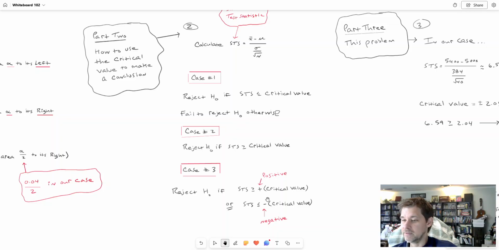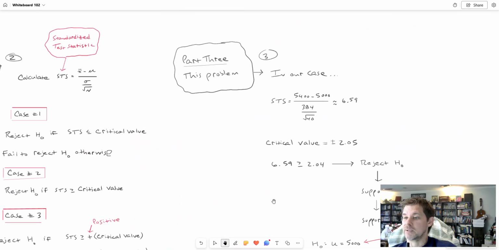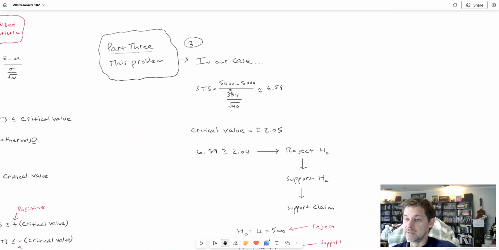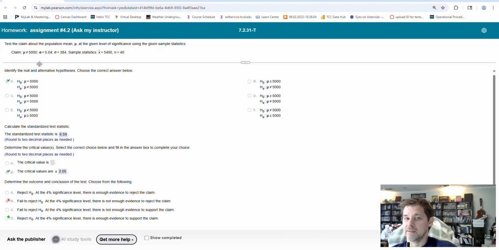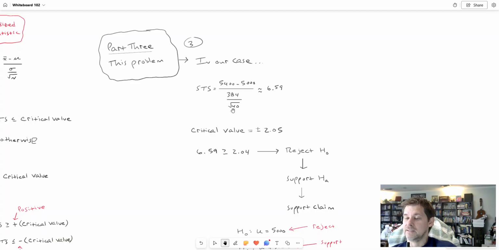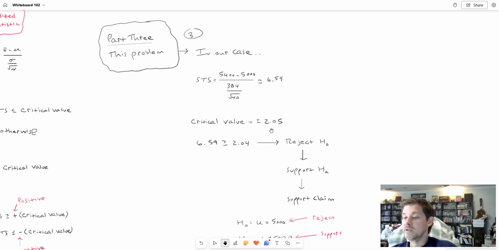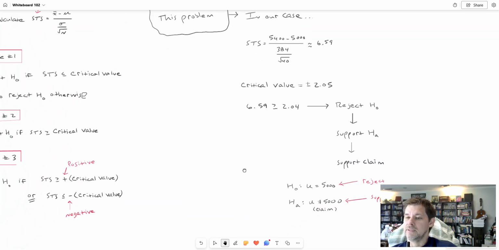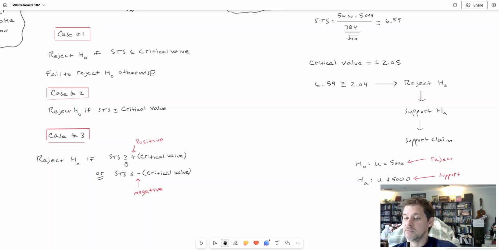Okay, so part 3, what does this problem say? So here's our standardized test statistic. I'm given the sample mean, population standard deviation, sample size. It's all given in the problem, right? It was all up there. Okay, so I use those numbers. Standardized test statistic, if I use a calculator, is about 6.59. Remember, my critical values were plus or minus 2.05. Now, what do we say? If either the STS is more than the positive plus critical value or less than the negative critical value.